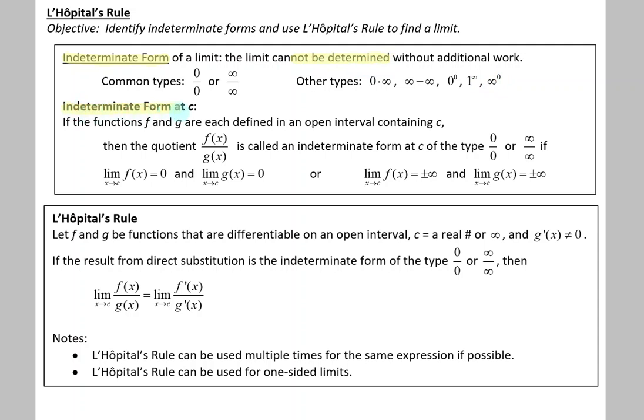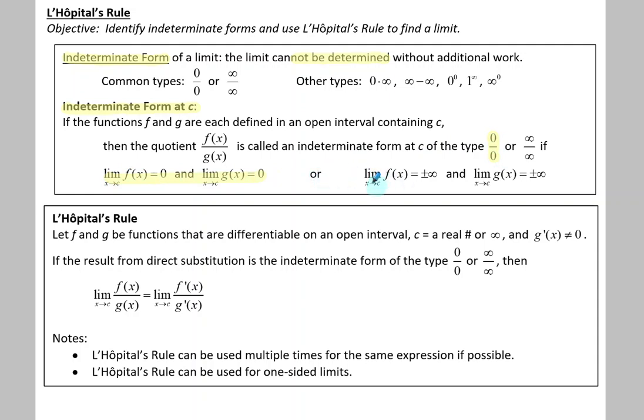The indeterminate form at C: if the functions f and g are each defined on an open interval containing C, then the quotient f of x over g of x is called an indeterminate form at C of the type 0 over 0 or infinity over infinity if the limit as x approaches C of the numerator f of x equals 0 and the limit as x approaches C of g of x, the denominator, equals 0. So both of these happen and we get 0 over 0.